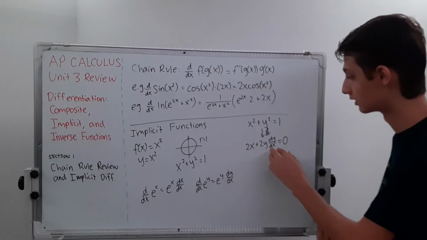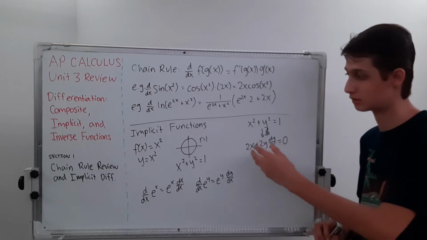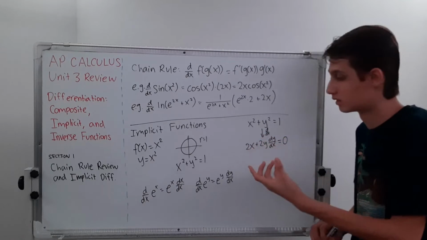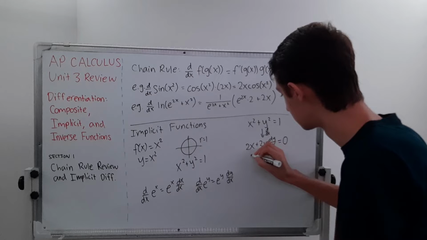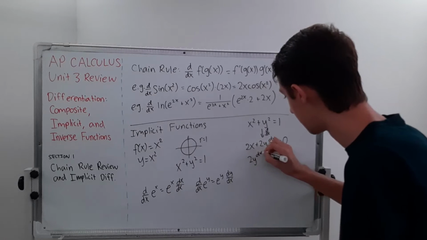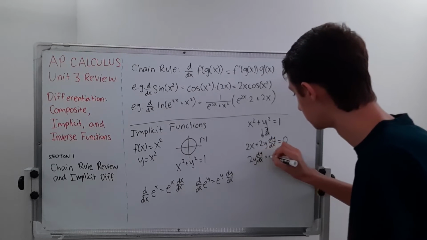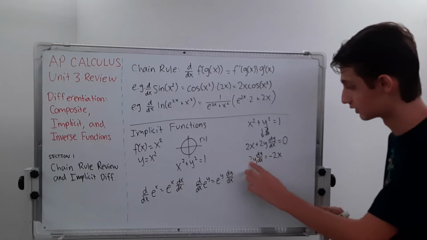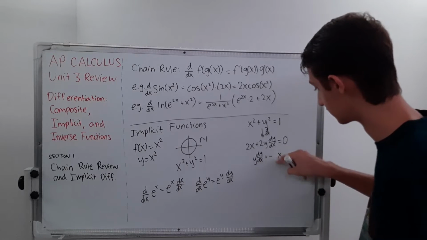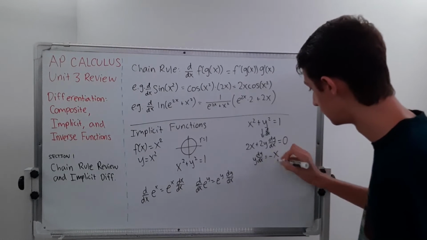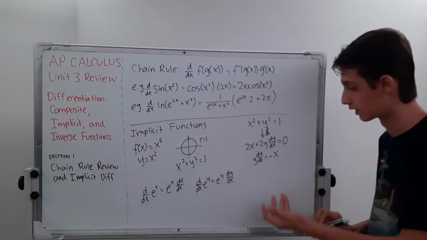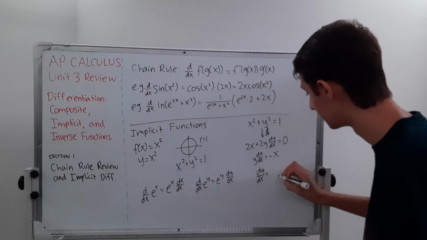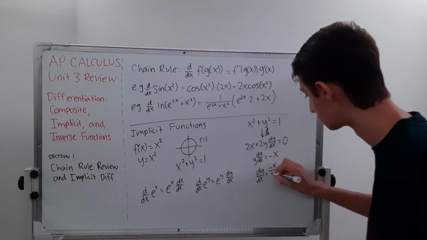Because if we have dy dx equal to something, let's say the derivative of y with respect to x is equal to this, that's what we want. So 2y dy dx equals negative 2x. We just move this to the other side, and then we can cancel out these 2's because they're both there. So then we have y dy dx equals negative x, and then we get that dy dx equals negative x over y.